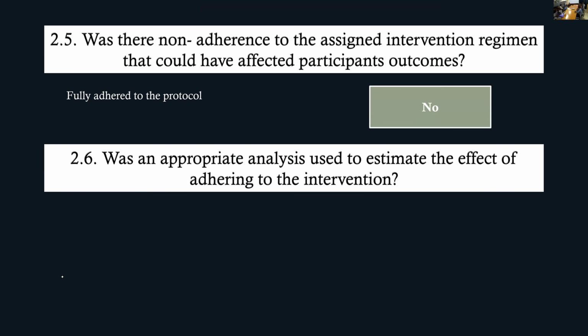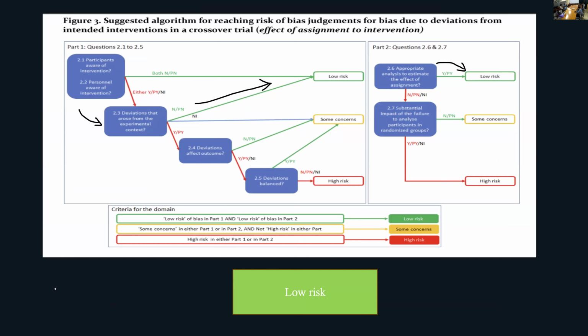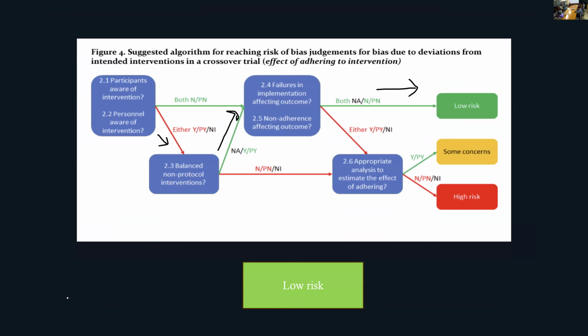Was the appropriate analysis used to estimate the effect? Yes, they have done an intention to treat analysis. So coming to this algorithm, for both it shows low risk. Overall risk of bias in this domain is a low risk.